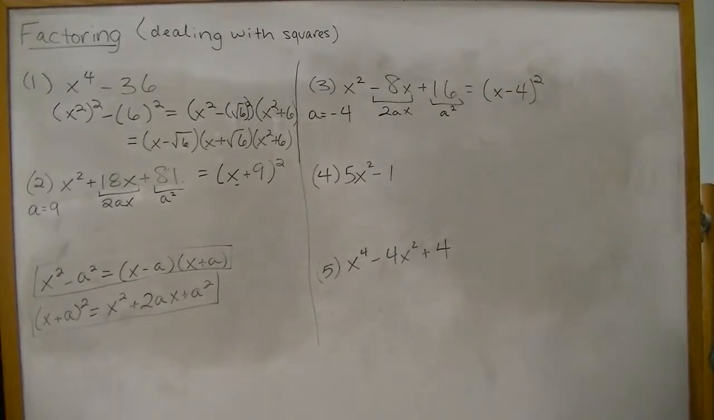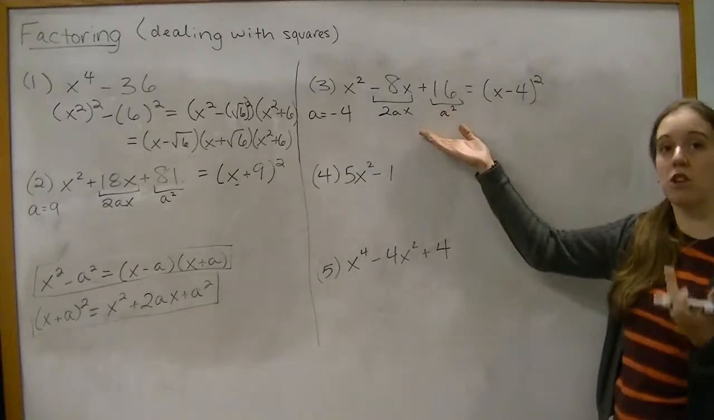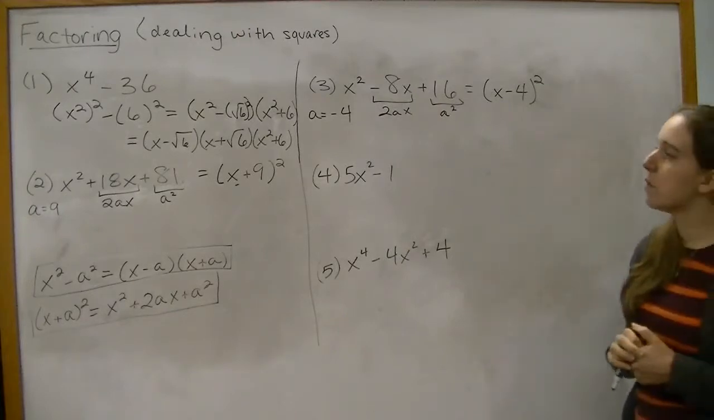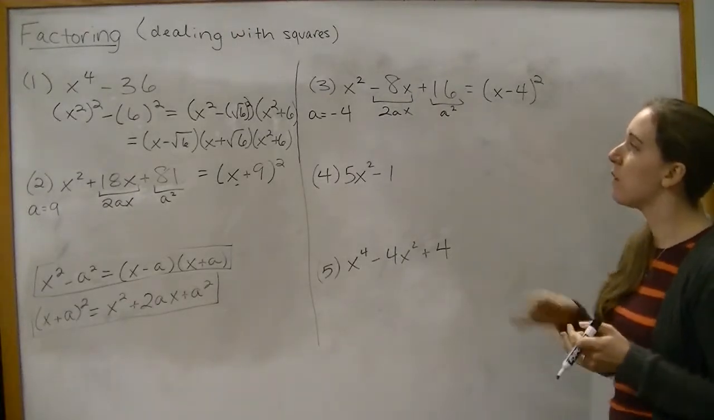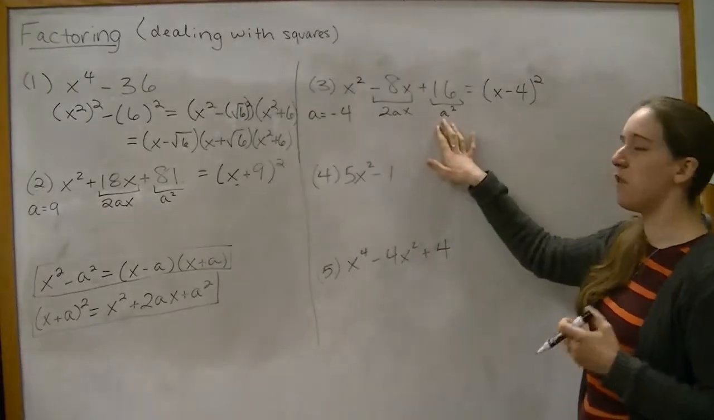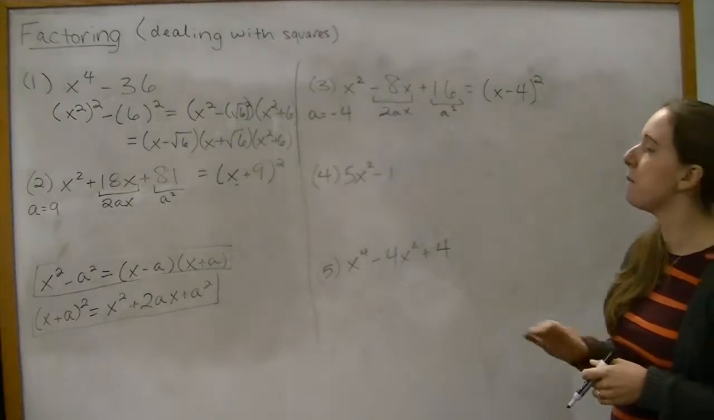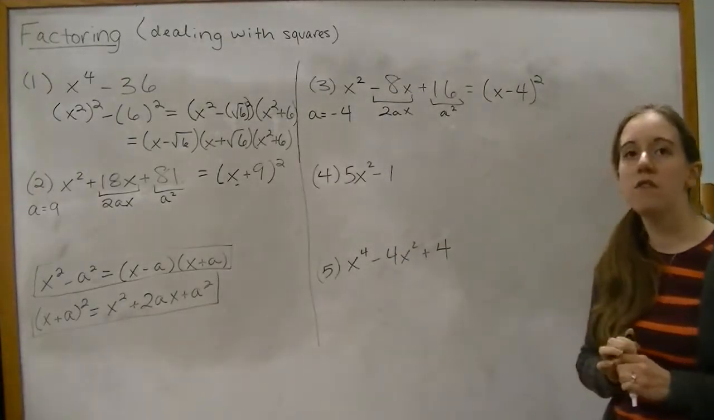We were able to factor this trinomial, or 3-term expression, into x minus 4 squared without too much difficulty even. Once we found what a should be, we found that it worked with a squared being the 3rd term, so we were able to factor it. Now let's look at this 4th example.